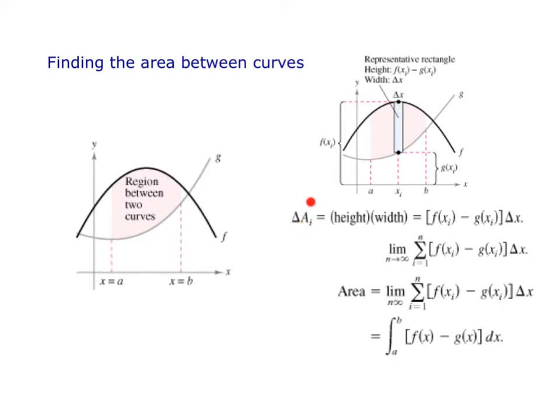We have delta area, the change in area, height times width. So we have the top function minus the bottom function, that's the height of the rectangle, times the width, which is delta x. Take the limit of that as n approaches infinity, where n is the number of rectangles. Then the area is equal to the limit, and by the fundamental theorem of calculus, that becomes the definite integral.